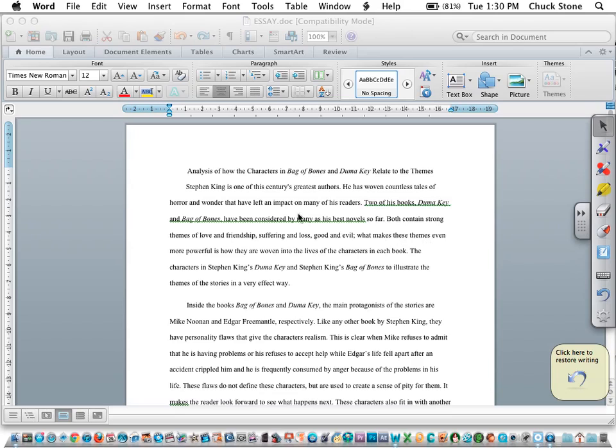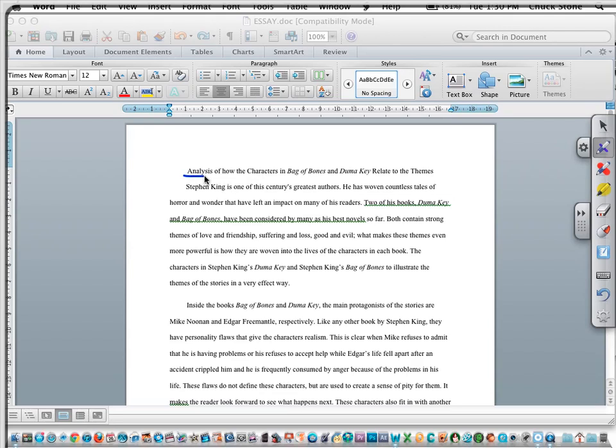And notice how it does have an original title. Now, your essay is supposed to have an original title. Analysis of how the characters in Bag of Bones and Dolores Claiborne relate to the themes. It's a title. It's not very exciting, not very original, but okay, he tried. And he starts off by saying Stephen King is one of this century's greatest authors. He's woven countless tales of horror and wonder that have left an impact on many of his readers.